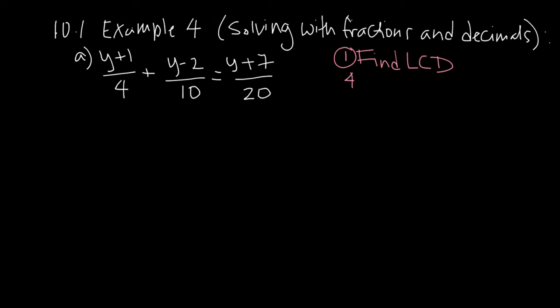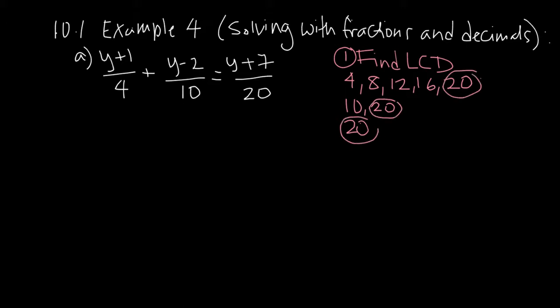So 4, 8, 12, 16, 20. And then the next denominator is 10, so 10, 20. And then the last denominator is 20. So we get 20, and the least common denominator is the least multiple where they all line up, so 20. So after we find the least common denominator, we want to multiply by it. So we're going to multiply this whole equation by 20.